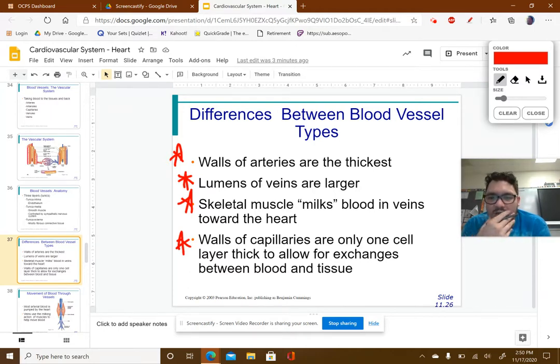As far as the capillaries are concerned, they are only one cell layer thick. Because they're so thin, microscopically thin, it allows for gas exchange and nutrient exchange and waste product exchange and all types of exchange to occur between blood and tissue. So the long story short is that capillaries are your perfect vessel for diffusion. Diffusion is going to be always happening here. That's the key.